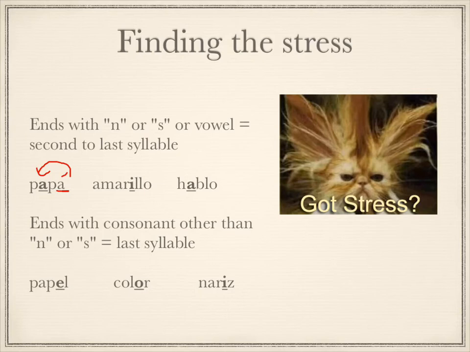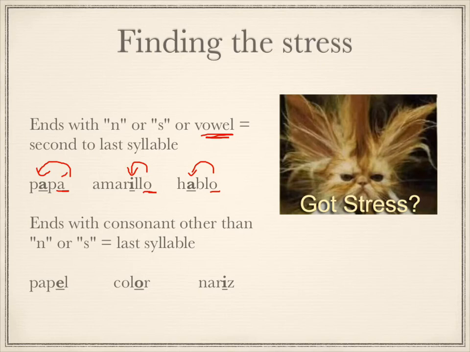Aquí tenemos amarillo, termina con O, un vocal. Entonces vemos que el estrés está puesto sobre la I. También la O aquí, vemos que como termina con vocal, el estrés está puesto sobre la A. Hablo. Así lo decimos, okay?